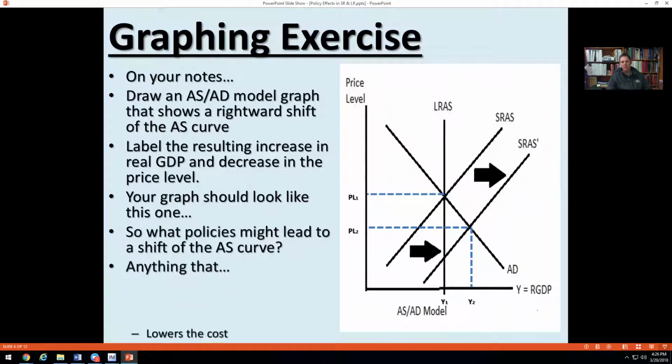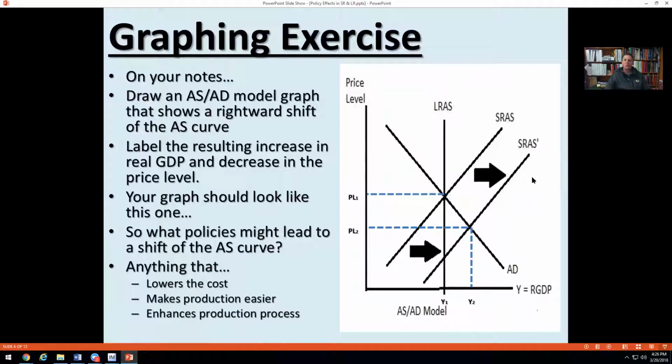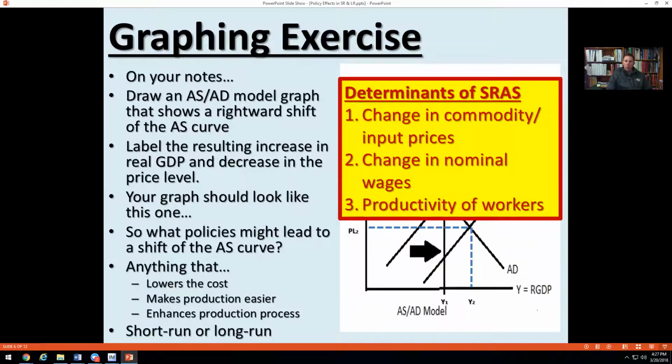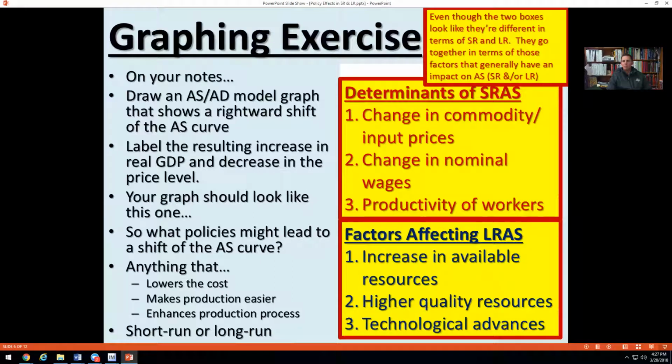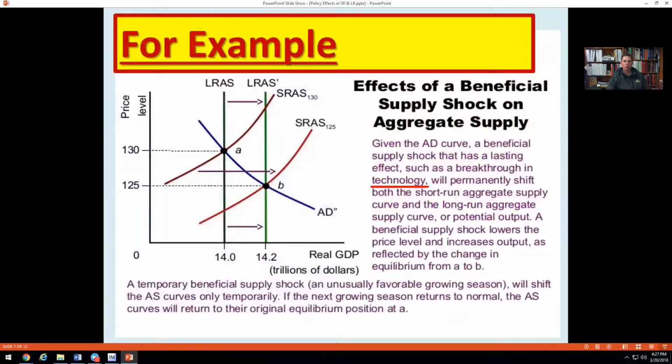So policies that might lead to this, again, anything that lowers cost of production will shift aggregate supply to the right. Anything that might make production easier, anything that enhances production as a process will all shift aggregate supply to the right. Short run or long run, okay? Long run just has to be sustainable, as we know. So again, there are the determinants that we just looked at. Again, redundant, okay? And again, these two, as I said before, they're the same curve, so be mindful of that. They go together in terms of the factors that generally have an impact on aggregate supply. It is just the same curve, different time, short run, long run.